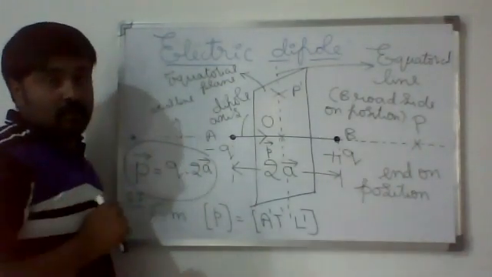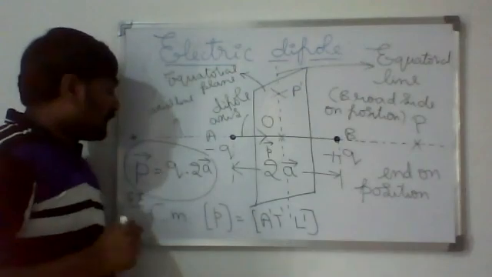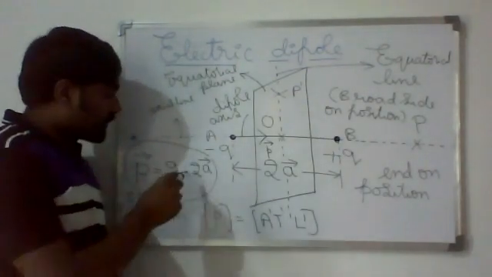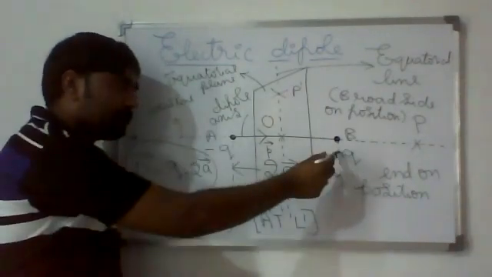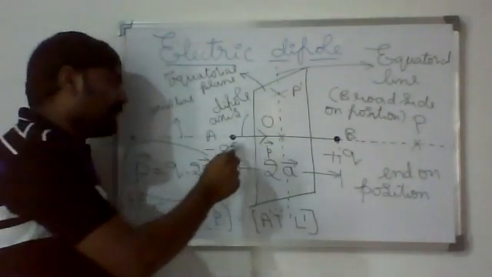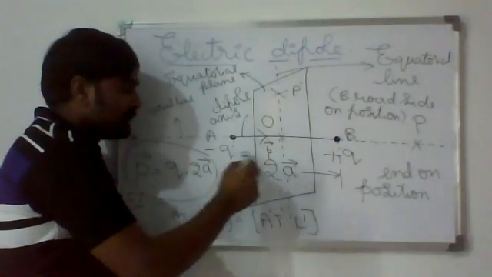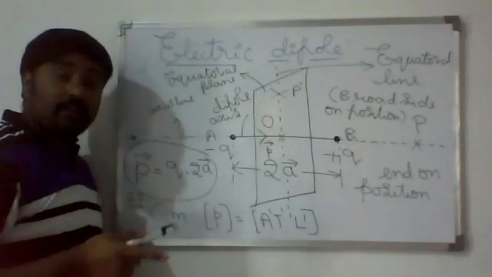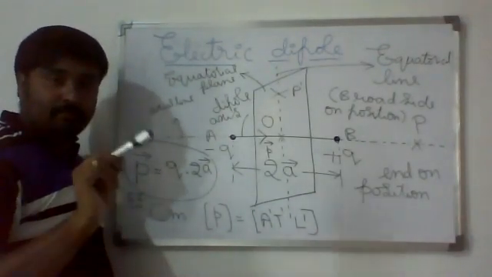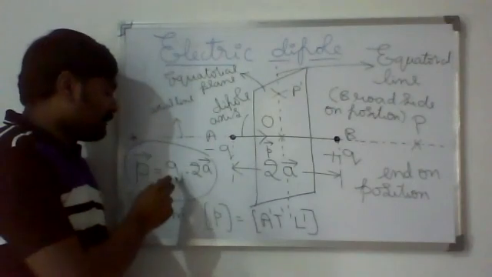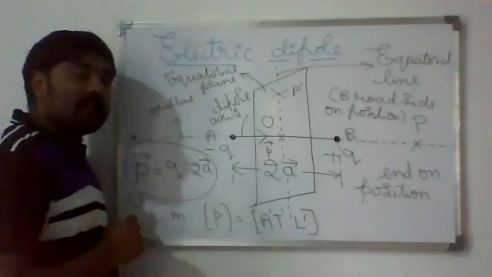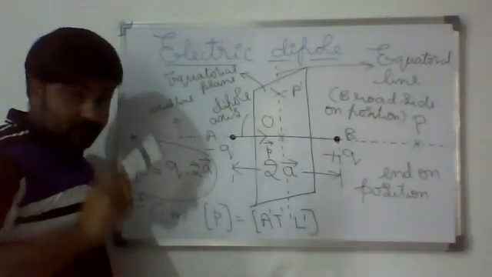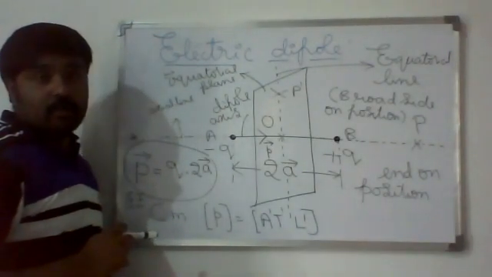And the strength of an electric dipole is measured by electric dipole moment. What is the meaning of electric dipole moment? It is the product of the magnitude of either charge and the dipole length. Dipole length means the separation between the equal and opposite point charges. That is a vector physical quantity.